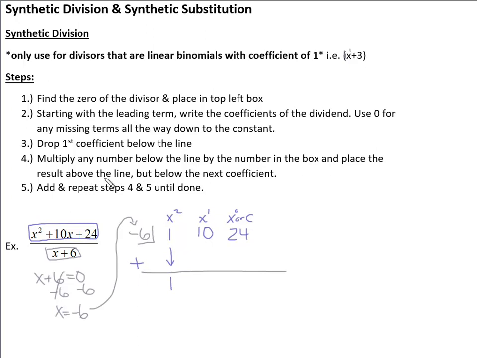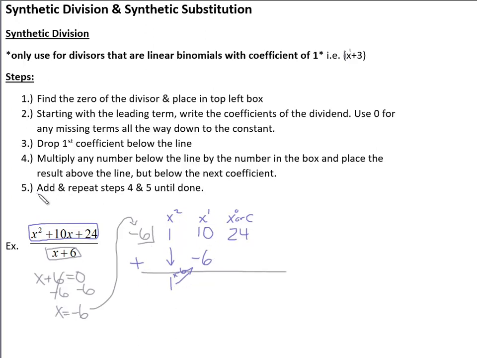Place the result above the line, but below the next coefficient. So my result's going to go here. So I'm going to take this 1 and multiply it by -6. I'm just going to notate this our first couple times. So times -6, and that gives me -6. Okay, so we multiplied our number below the line with the number in the box, which gave us -6.